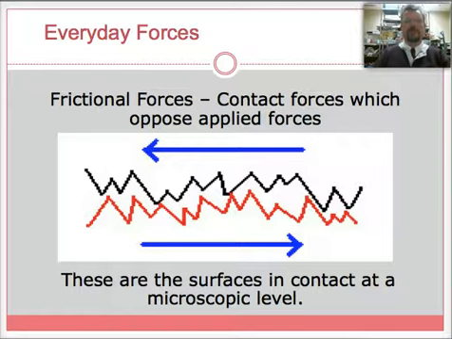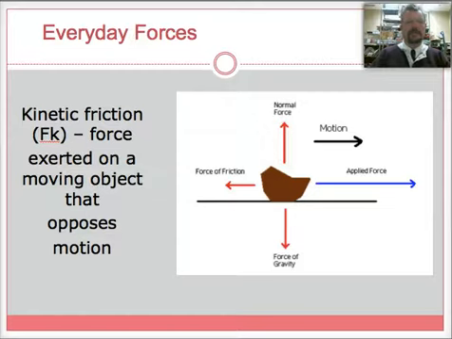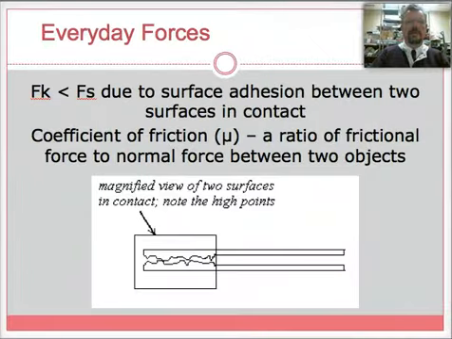Friction forces are contact forces which oppose applied forces. The picture there is the contact between two objects on a very, very small scale. Static friction, or F of S, is a force exerted on a motionless object by the environment to resist an external force attempting to cause a change in motion. Kinetic friction is the force exerted on a moving object that opposes motion. Kinetic friction is usually less than static friction due to the surface adhesion between two surfaces in contact.